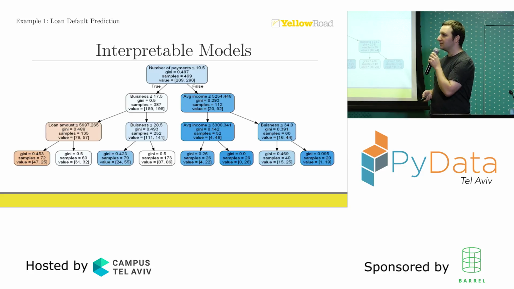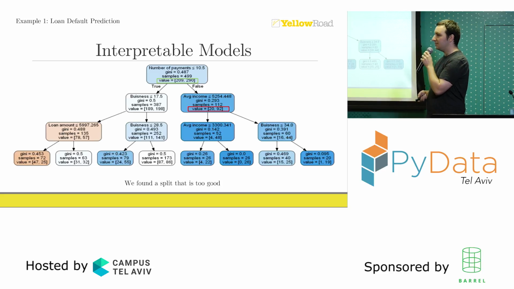Another good practice is looking at interpretable models like decision trees or linear models. Here we can see that at the root of the tree, we had about 60% bad loans, and after the first split in the red, we have almost 85%. This is a very good split that doesn't really make sense. So this is probably a leakage.